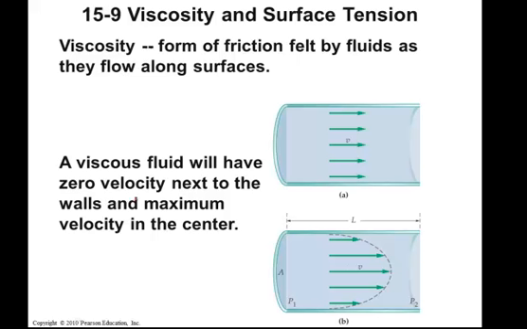Viscosity, there's not going to be really any problems dealing with viscosity, but viscosity is a form of friction that's felt by fluids as they flow along surfaces. And in this case, we can see that there's going to be some friction with the sides of the container. So the velocity of the particles closer to the edge, where they're having friction, is smaller than through the middle. So the maximum velocity is going to be here in the very center.